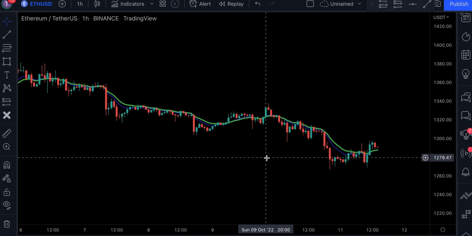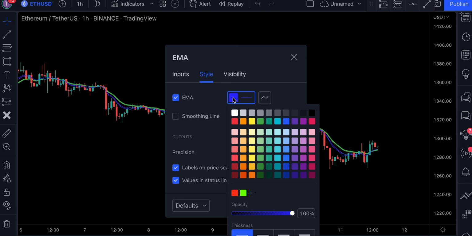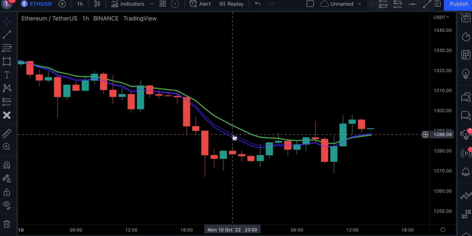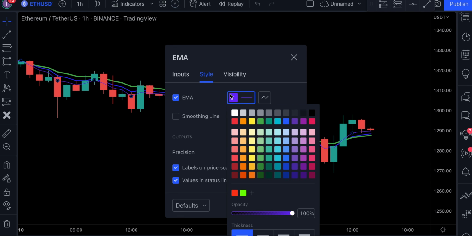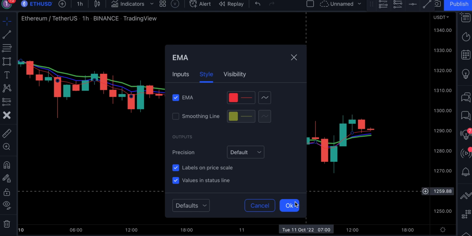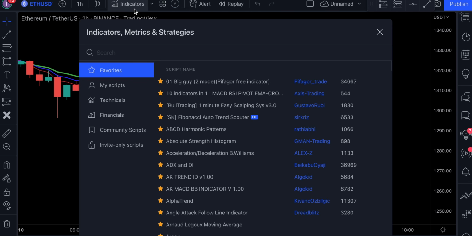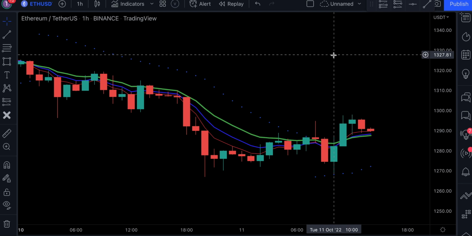The next step will be to access the settings on a second EMA and change its length to 8. And let's make the line a bit thicker. Finally, let's double click on a third EMA and change its length from 9 to 5. Let's also change its color to red. And finally, let's add another indicator to the chart. We're going to be searching for Parabolic SAR. Alright, the setup is ready, now let's understand the trading rules.